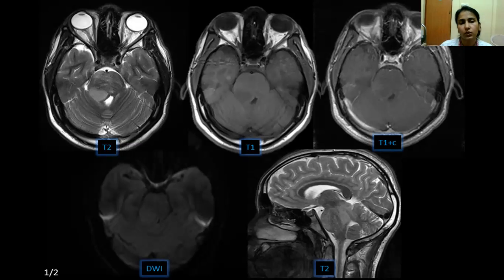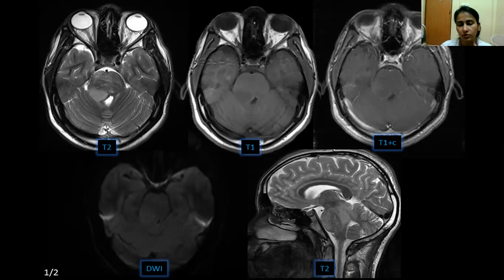Here we are seeing a T2 sequence first, then T1, then T1 contrast enhanced imaging, then diffusion weighted and T2. What we are seeing here is that the cerebellar peduncle is involved on the right side. We are seeing a well-defined ovoid shaped lesion in the right cerebellar peduncle, which is not enhancing after giving contrast. It is hyperintense on T1 and hyperintense on T2, like most of the tumors. Then there is no diffusion restriction.